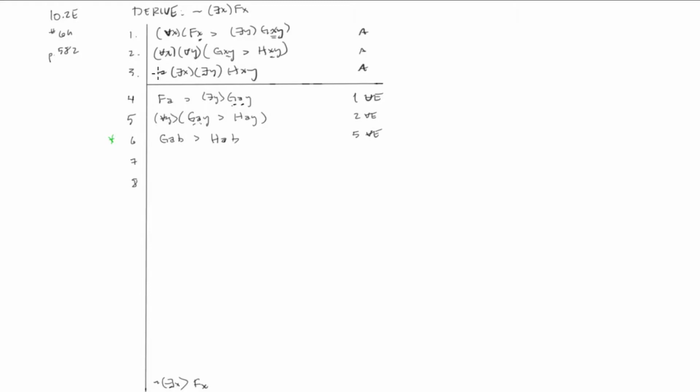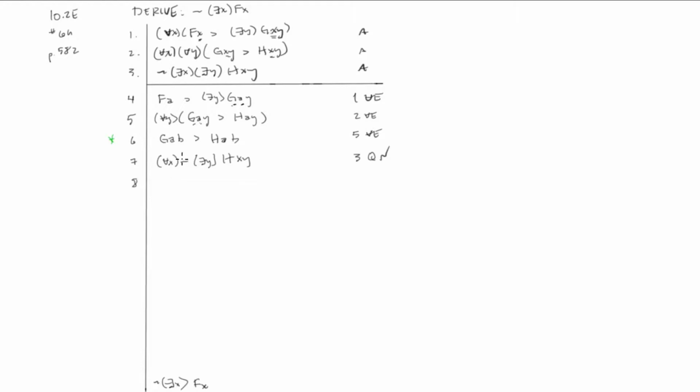The first thing we're going to do on line 3 is hopefully obvious. We're going to apply quantifier negation. So I'm going to turn that first existential into a universal x, and then move the tilde across. Then there's a y, Hxy. That's line 3, quantifier negation.